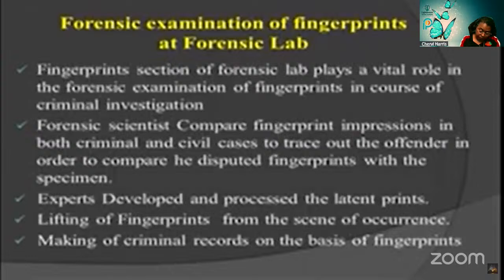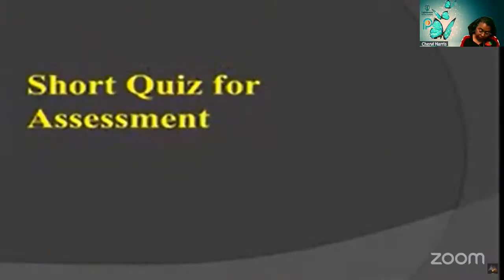So these were all about forensic fingerprints, and this was a very important module for the students of forensic science and criminology, as well as for law, as well as for the general population to know about the facts of fingerprints, because each and every person has fingers and fingerprints.